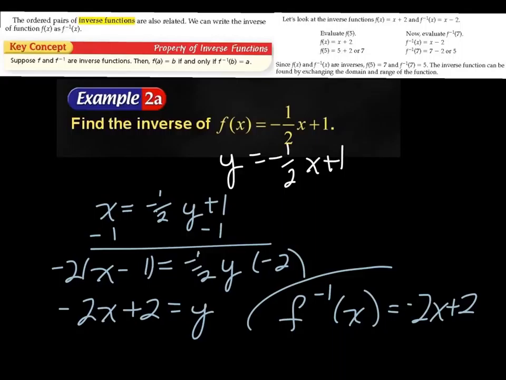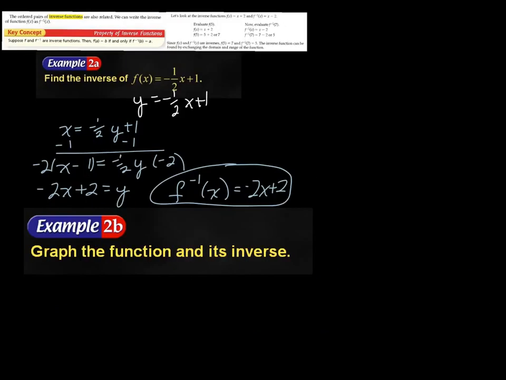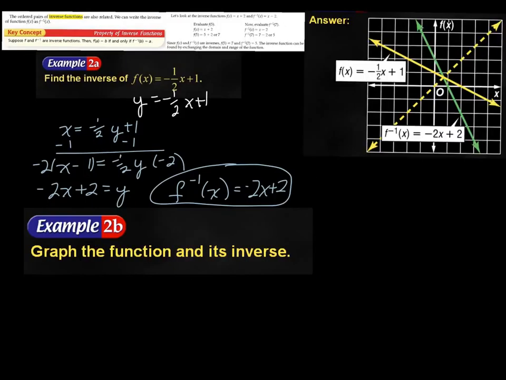Or we could rewrite it back in function notation as the inverse of f of x equals -2x plus 2. Then they want us to graph the function and its inverse. Our original function had a y-intercept of 1 and a slope of -1/2, so we start at 1 on the y-axis and go down 1 over 2. The inverse function has a y-intercept at 2 and a slope of -2, so it's going down 2 over 1.